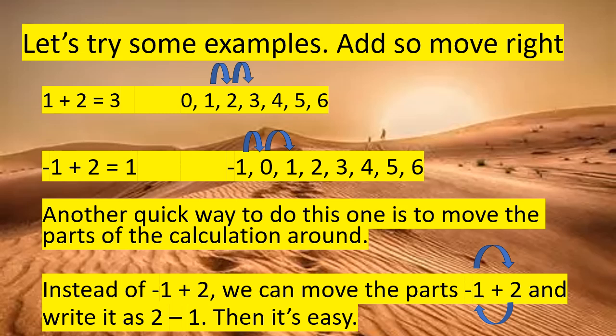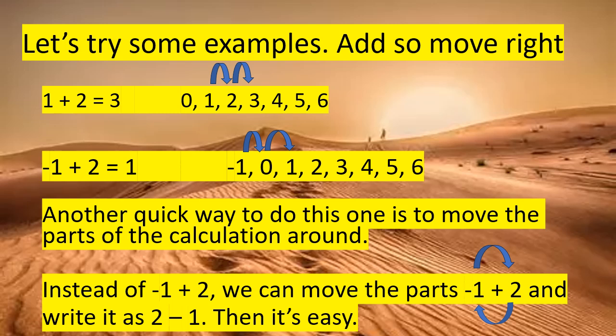So let's try some simple examples. Firstly, we're looking at moving to the right. So 1 plus 2 equals 3. So we draw our line 0, 1, 2, 3, 4, 5, 6. We start at 1 and we move 2 blue loops to the right and we get to the answer 3.